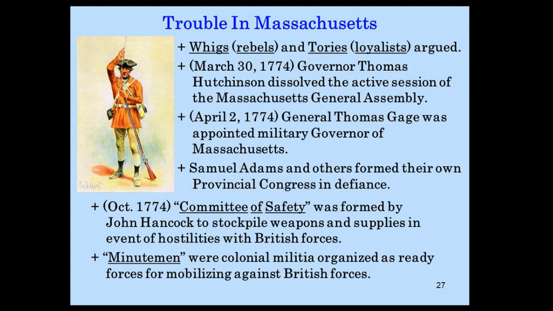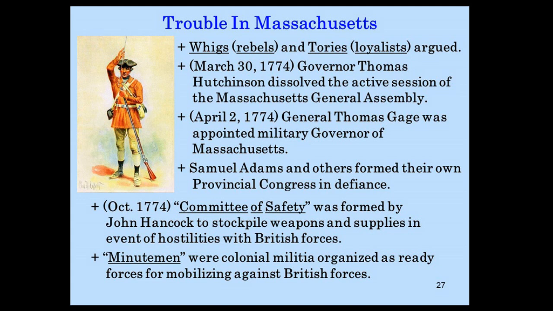So this Provincial Congress, in October of 1774, forms an entity called the Committee of Safety. And this is formed by John Hancock, who's a prominent member of the Provincial Congress, and he wants to stockpile weapons and supplies among the colonies, just in the event that hostilities with British forces might accidentally occur. He sensed the tension, and he didn't want people to be unprepared. So they formed this Committee of Safety to oversee the collection of arms and munitions and supplies.